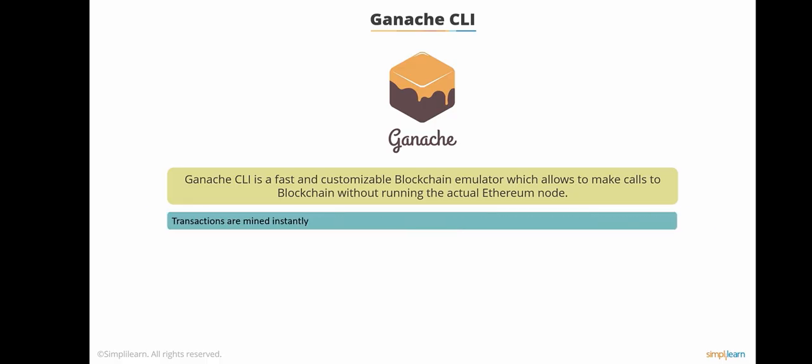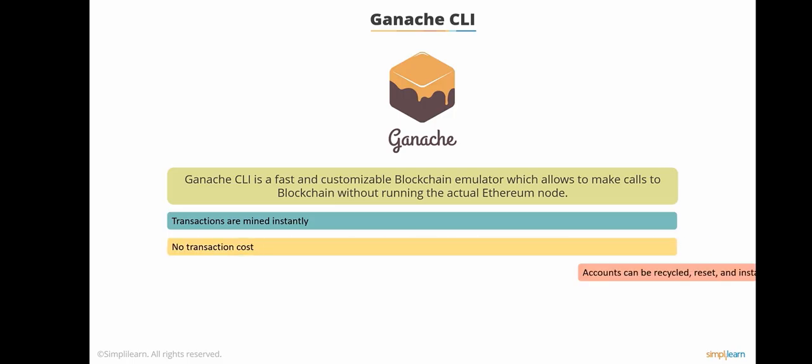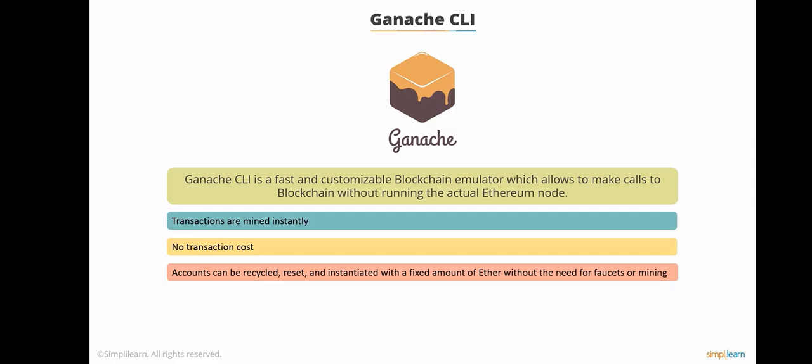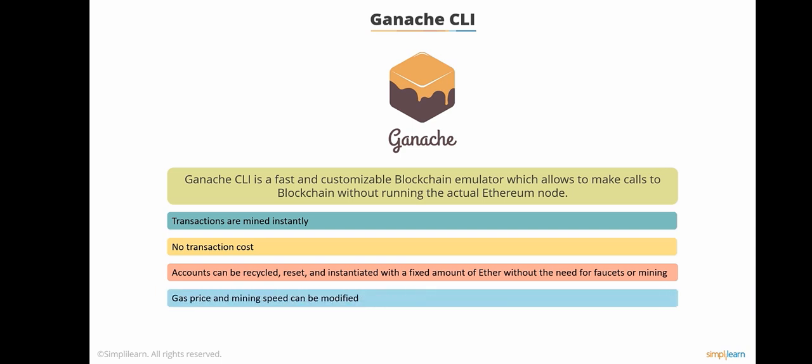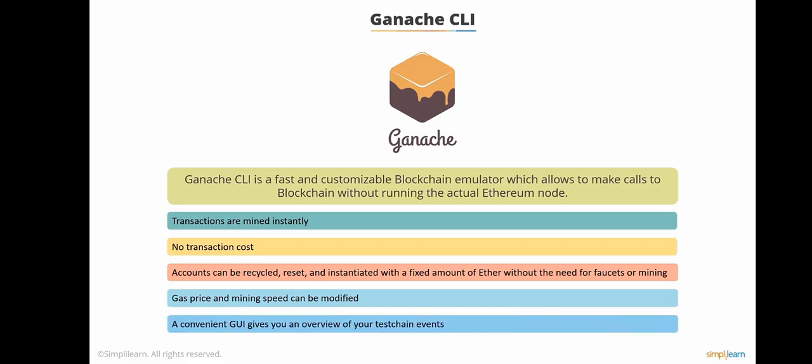Firstly, transactions are mined instantly. Secondly, no transaction cost. Thirdly, accounts can be recycled, reset, and instantiated with a fixed number of Ether without the need for faucets or mining. Fourthly, gas price and mining speed can be modified. Fifthly, a convenient GUI gives you an overview of your test chain events.